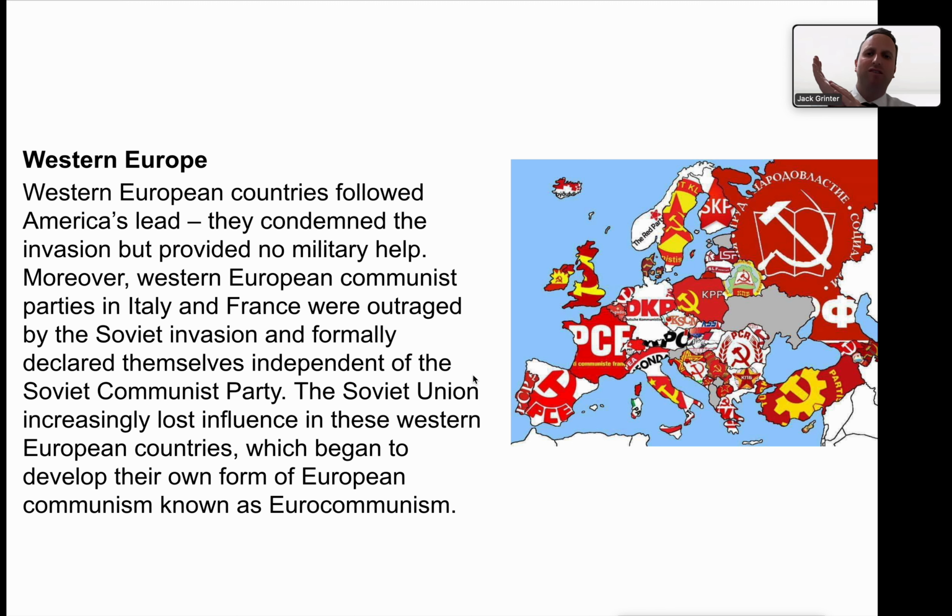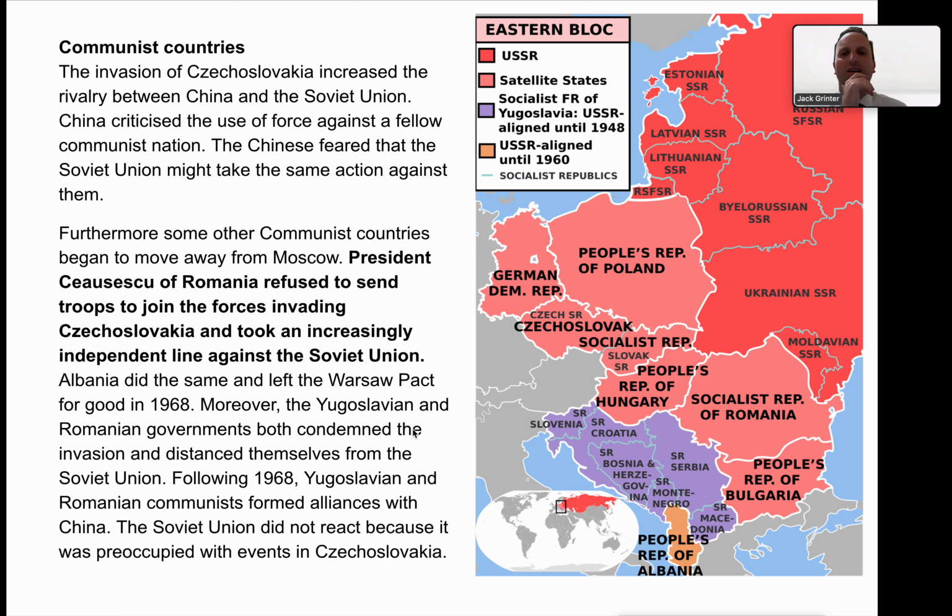And what did this mean for Western Europe? Well, Western Europe, like America, condemned the invasion, but no military support was offered. There were communist parties in Western Europe, like in Italy and France. Those communist parties actually cut ties with the Soviet Union. They were outraged with the course of action the Soviet Union had decided to take. And they started to develop their own form of communism called Eurocommunism. So there's a real split in communism and what happens in the future for communism.